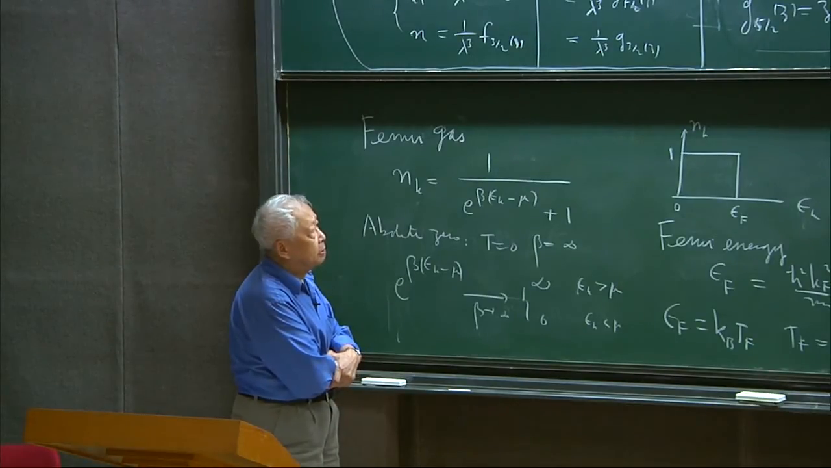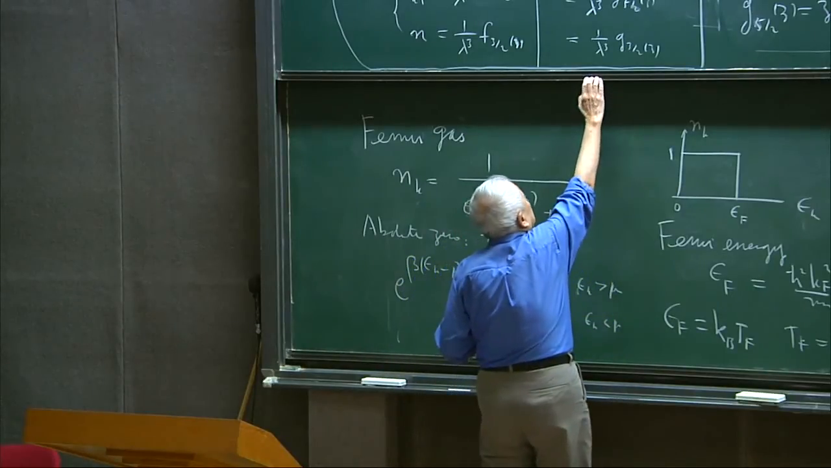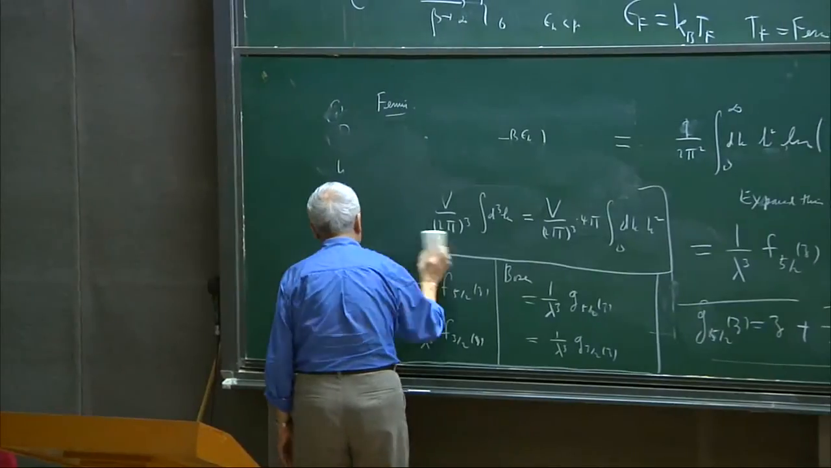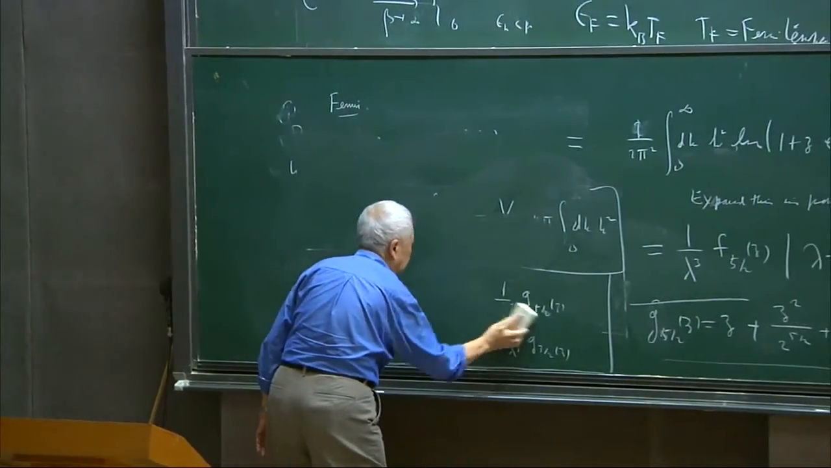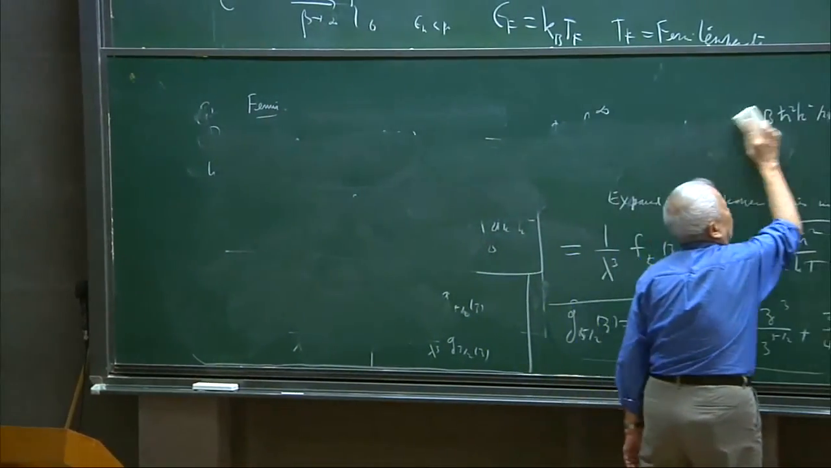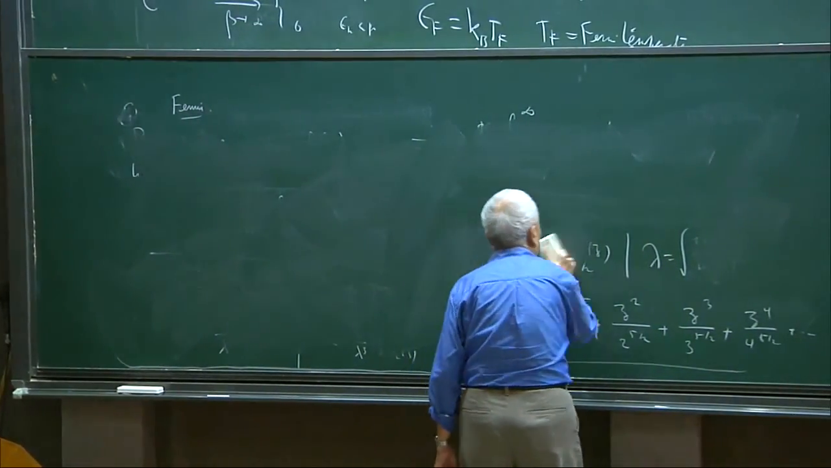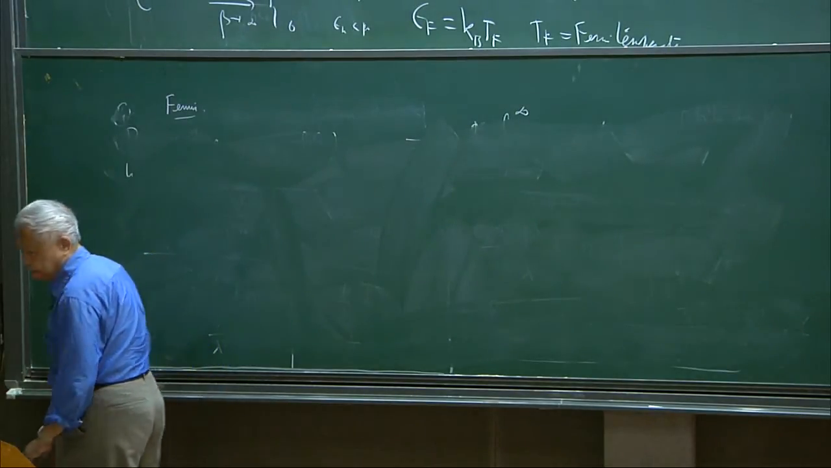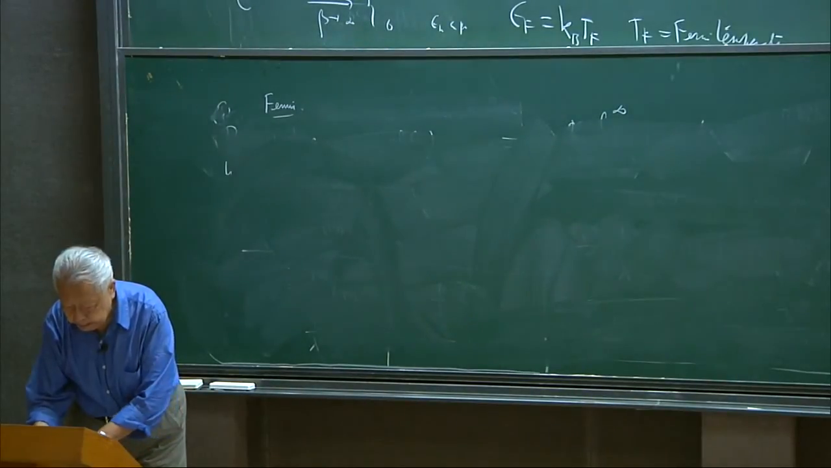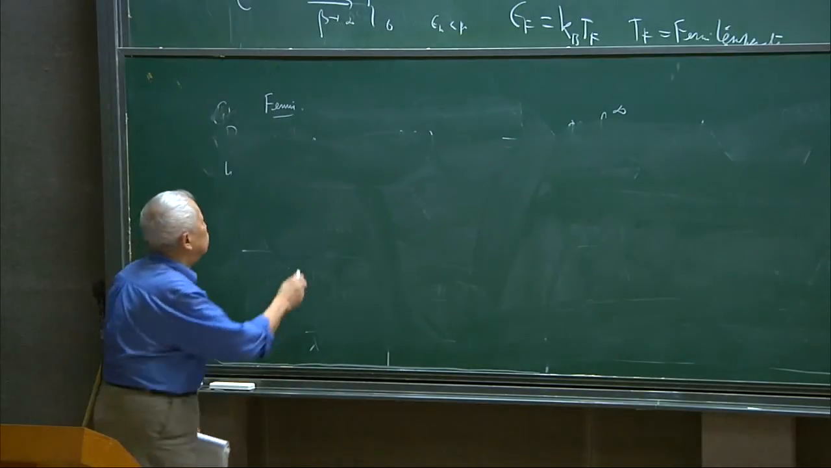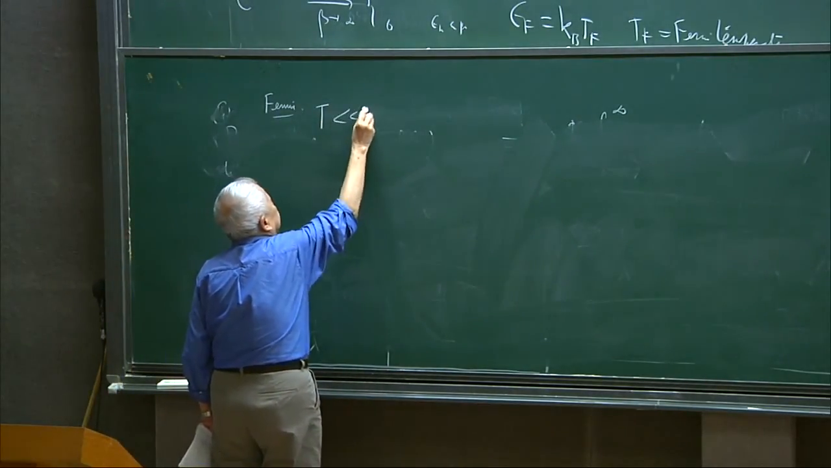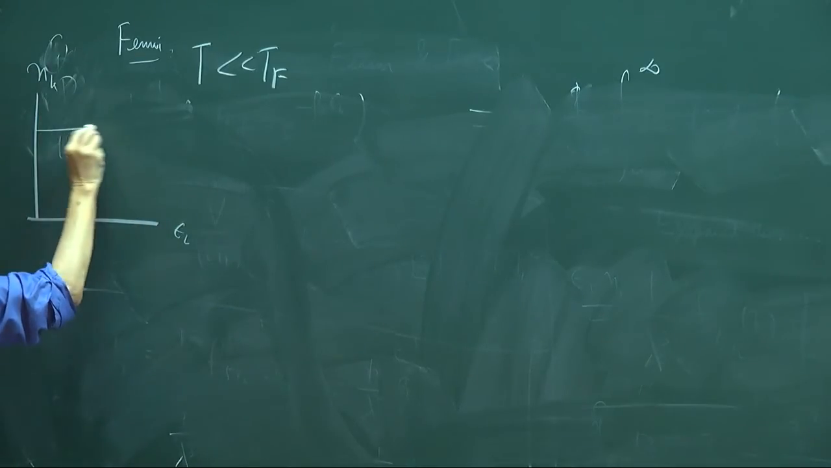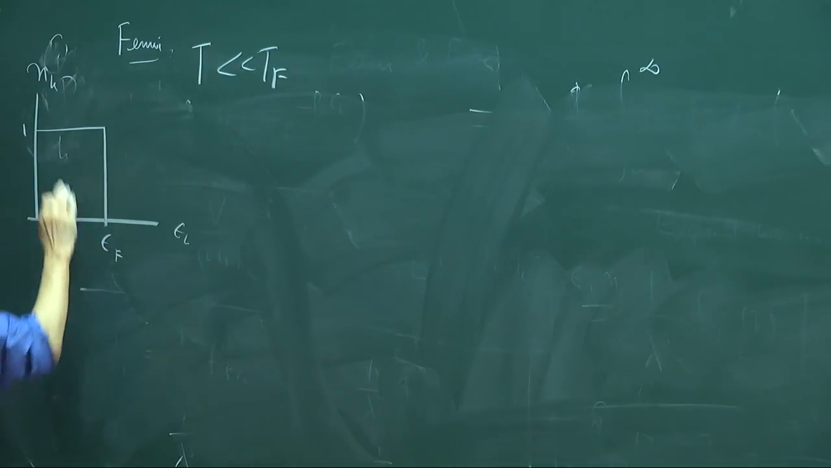Now let us look at the case of low temperature, not zero, but low temperature. We're still discussing the Fermi case. Low temperature: T much less than Tf, but not equal to 0. What happens in this case? Nk, it looks like this is absolute 0. This is T equal to 0.